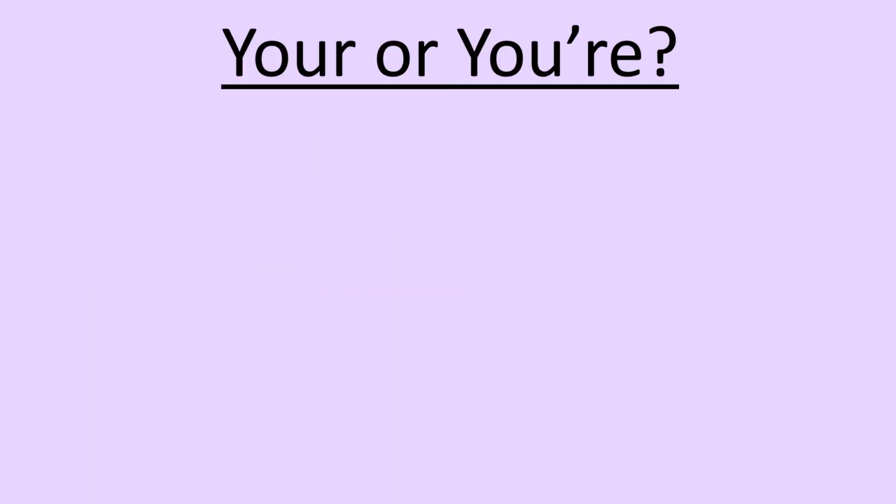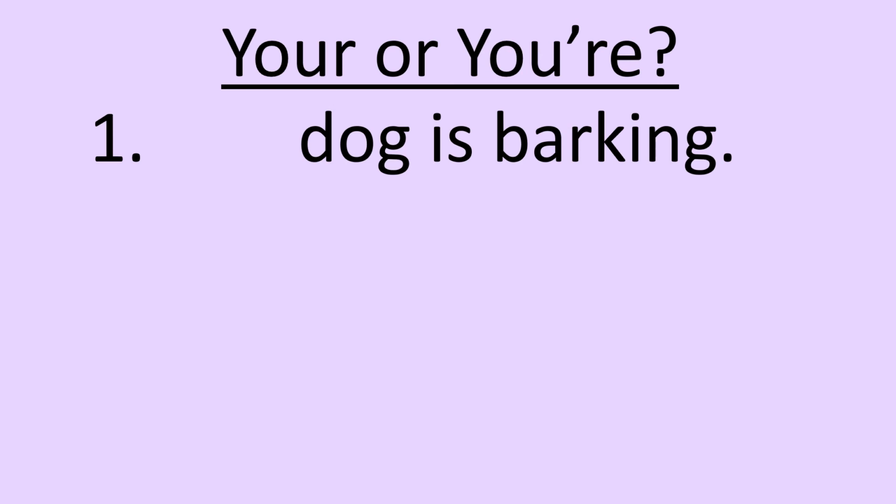Let's have a go at working it out. Which spelling do you think you need for these sentences? Your dog is barking. Think to yourself, can you say you are? You are dog is barking. That doesn't make sense, so it must be the spelling without the apostrophe. Your dog is barking. Well done if you worked it out.